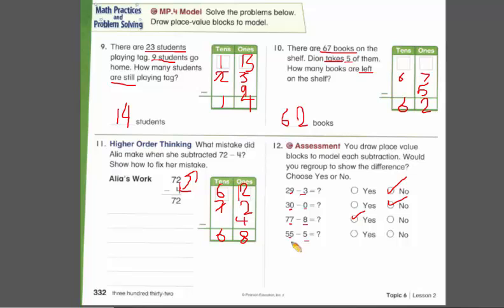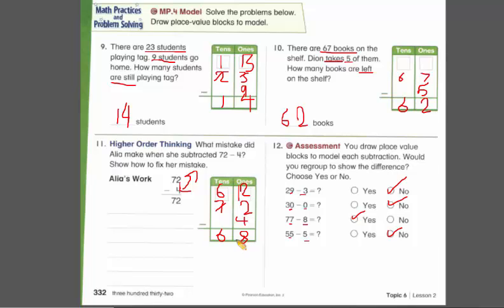Can I do subtraction 5 minus 5? Yes, easy, 5 minus 5 equals 0. So do I need regrouping? No need for regrouping. Okay? Clear?